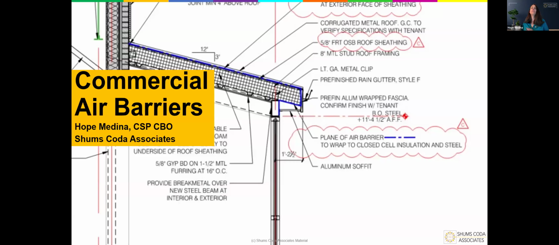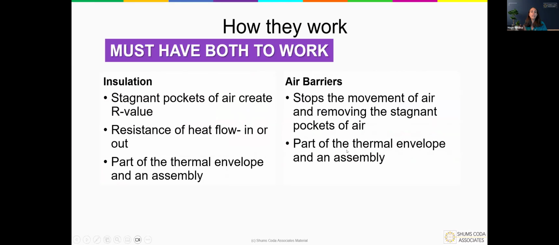Welcome everyone. We're going to have some fun diving into the commercial air barrier section of the code. It is a little bit different than we may have been used to in the past, and there are a few questions sometimes about how to implement a lot of the requirements that you'll find. So we're going to take a look at it.